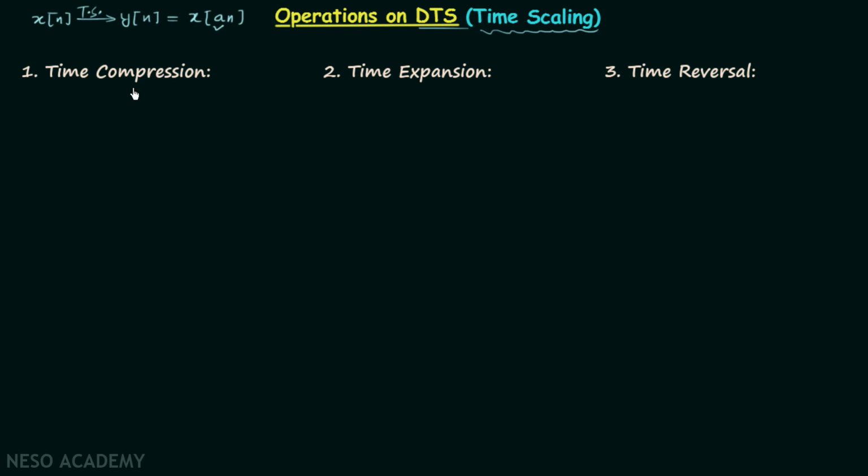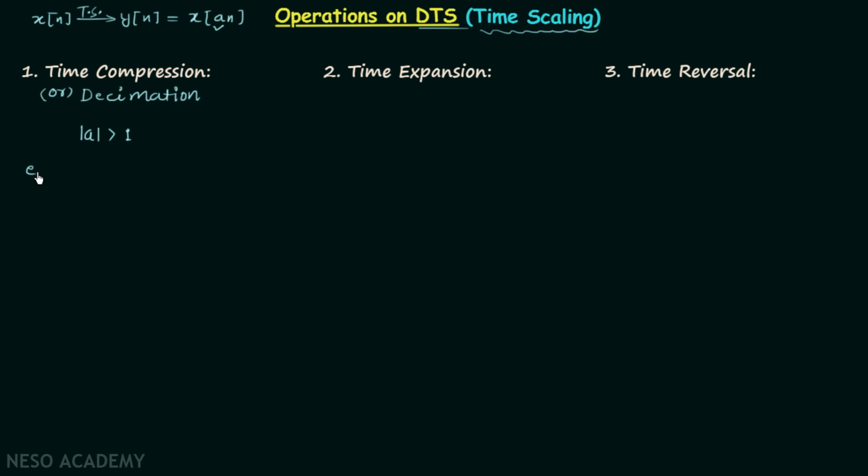known as time compression, and time compression is also known as decimation. It is also known as decimation, and not only decimation, but it is also known as downsampling. Now let's see for what condition on a we will have the time compression as the time scaling. Whenever mod of a is greater than 1, we will have time compression as the type of time scaling.